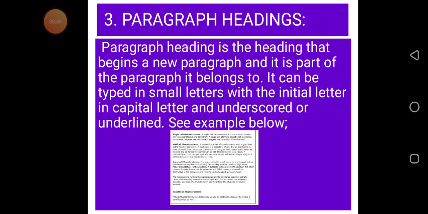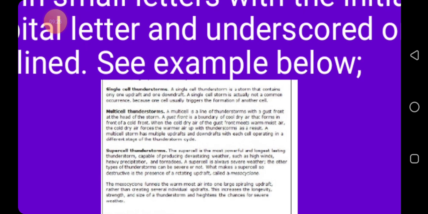And it can be typed in small letters with the initial letter in capital letter. And furthermore, you can underscore or underline it to make it outstanding. You can also make it bold, and you can put a colon. Then you leave like a line before you start writing the paragraph. So let's see the example below.